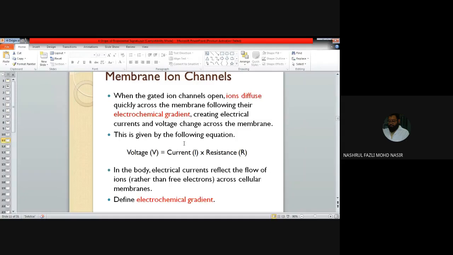This is governed by our good friend, Mr. Ohm. This is Ohm's law: voltage equals current times resistance, V = IR. In the body, electric currents reflect the flow of ions, rather than free electrons, across the cellular membrane. So you need to understand that these ions are more influential than free electrons. Don't worry about all this, the questions are answered in the next slides.